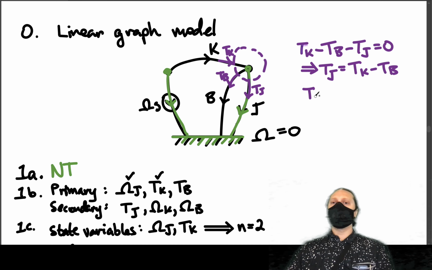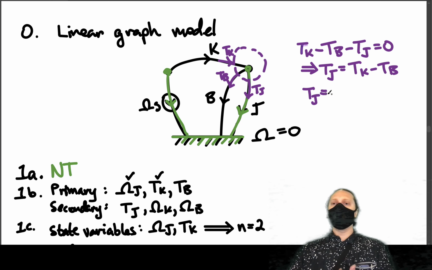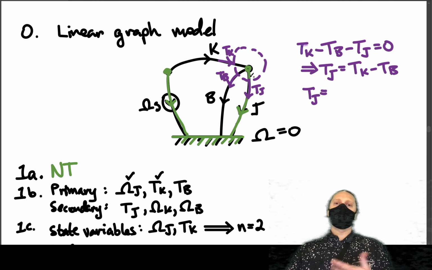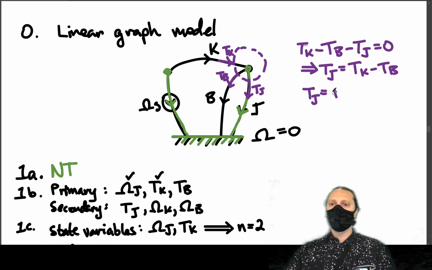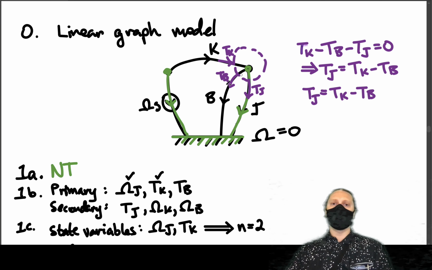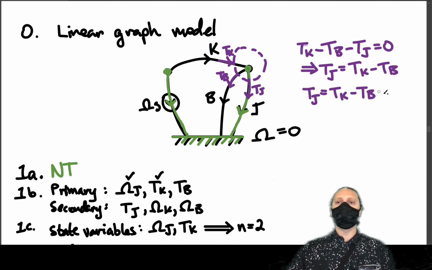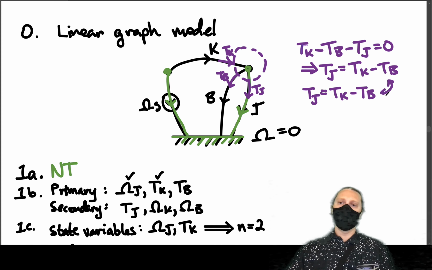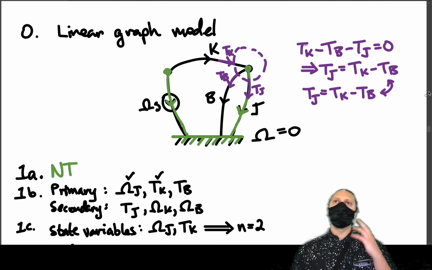So what I say is, okay, Tj, since it's leaving, it has to equal everything that goes in minus everything that goes out except for itself. So Tj has to equal Tk, which goes in, minus Tb, which goes out. Whatever is the difference between Tk that goes in and Tb that comes out has to come out through Tj. So you can directly write the same equation. These are equal, same equation, if you think in that way.